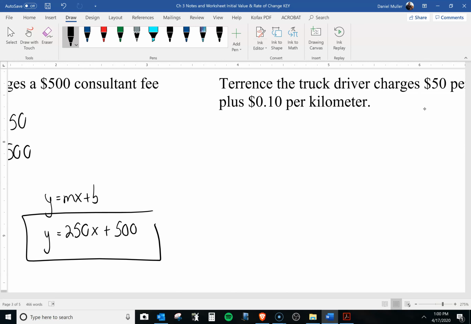And Terrence, the truck driver, so our m was 0.10. That was our rate of change. Our initial value was 50 bucks. So our equation, y equals mx plus b, is going to be 0.10x plus 50.